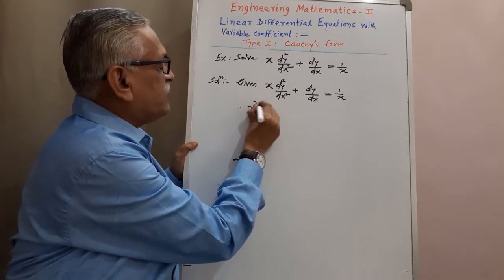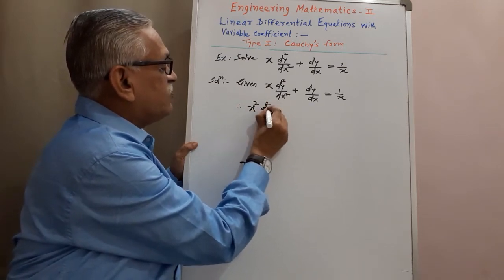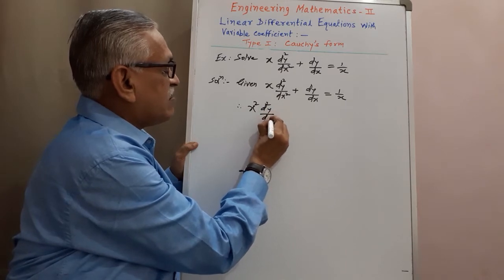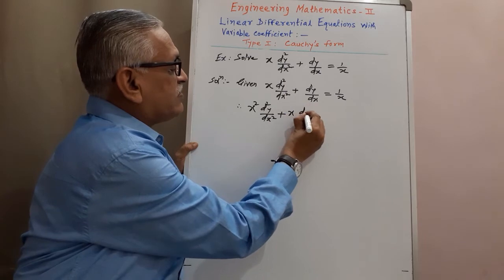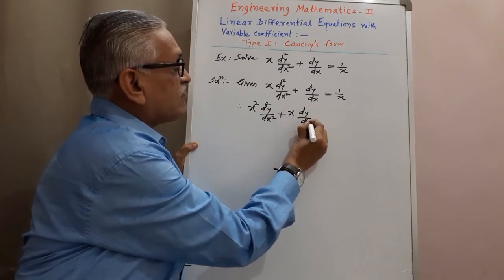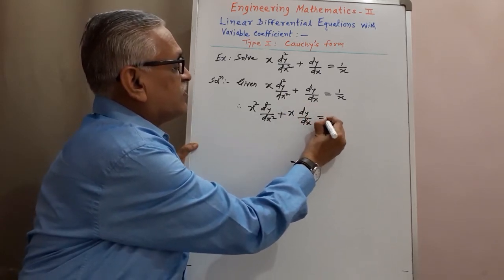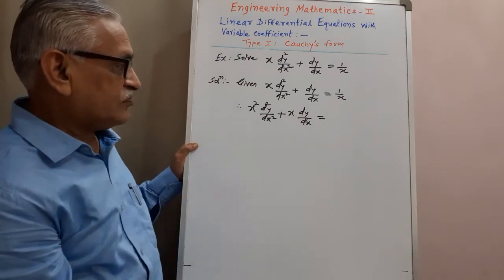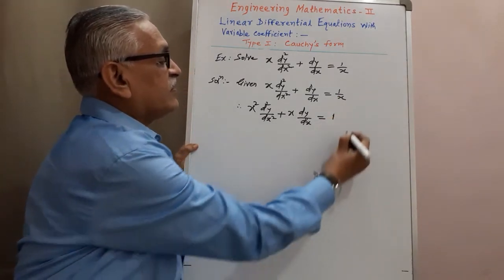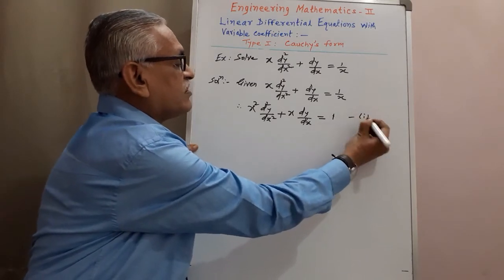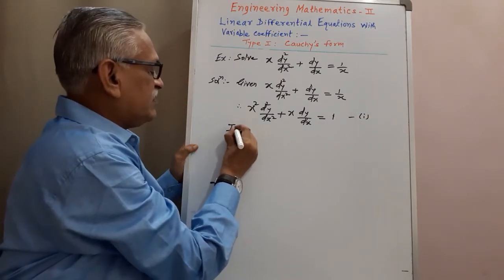we get x square d2y by dx square plus x into dy by dx is equal to, x gets cancelled, we get 1. We call this equation 1. It is in Cauchy's form.